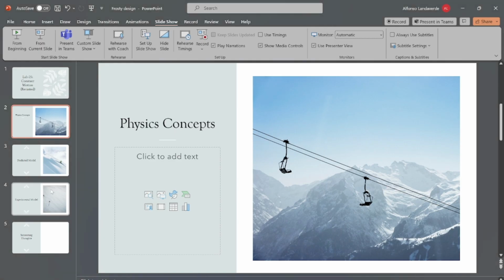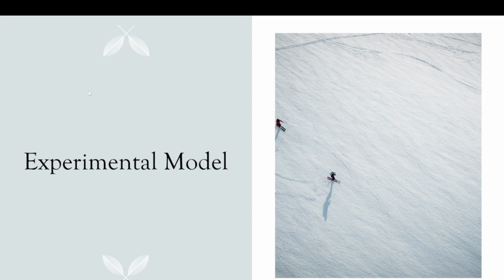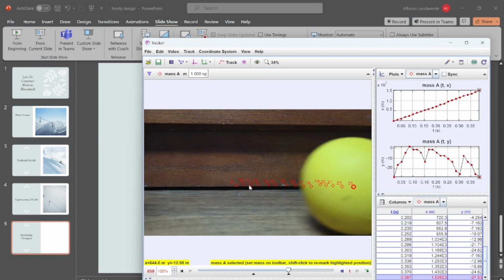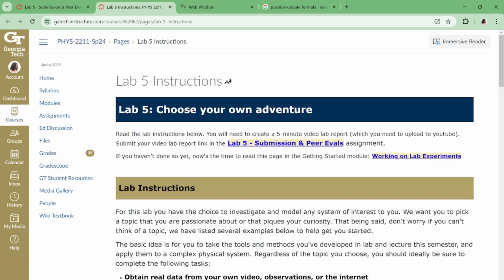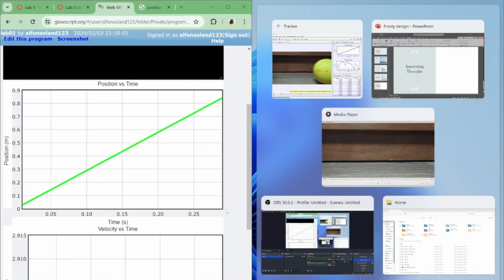So now that we've gone through the predicted model and the experimental model, we can come to some interesting thoughts. And this is our conclusion. What could have caused some of the differences between the two? That would be, again, things like human error, or the Glow Script cutting me off at 23, so I don't get the final positions. Because if we notice these two, they both end at different times.